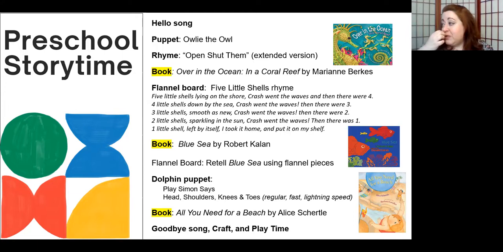It's a very simple story, and then I had those pieces like the main characters, the fish, and the holes that they swim through in the book as flannel pieces. And the kids, we'd put the book away after we read it, and the kids would help me retell the story using the flannel pieces.